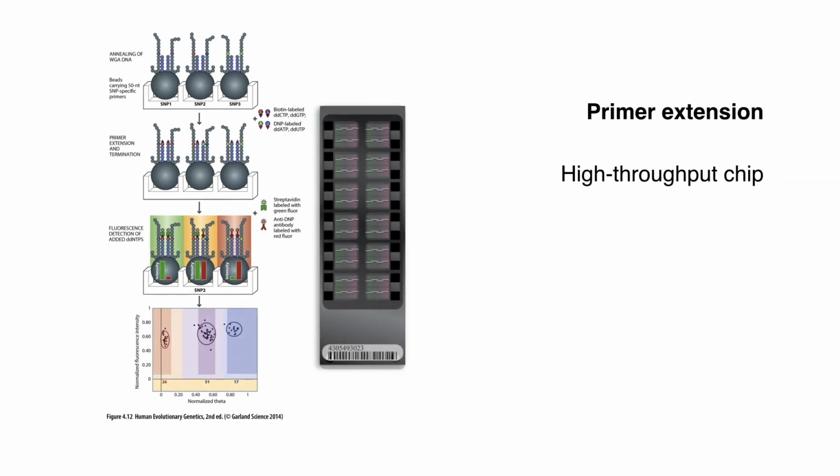A high-throughput method is based on primer extension. An example is the Infinium assay used in Illumina bead chips, with assays of up to 1.2 million SNPs.